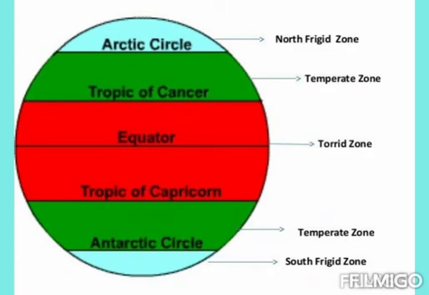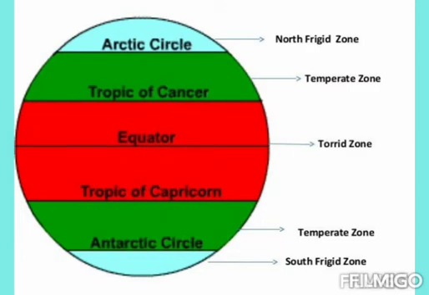Temperate zone. From the Tropic of Cancer, 23.5 degree north, to the Arctic Circle, 66.5 degree north, and from the Tropic of Capricorn, 23.5 degree south, to the Antarctic Circle, 66.5 degree south, the sun's rays fall slantingly. Moderate temperature prevails in this region. Hence, this region is called the temperate zone.